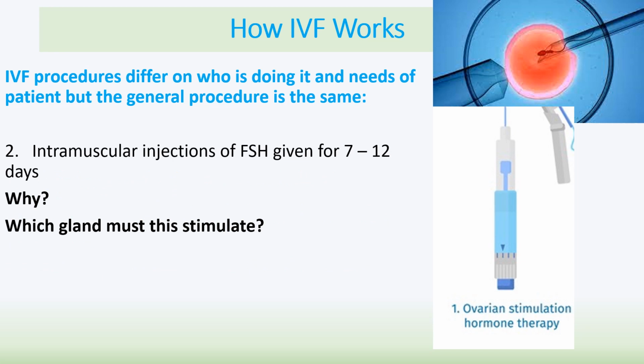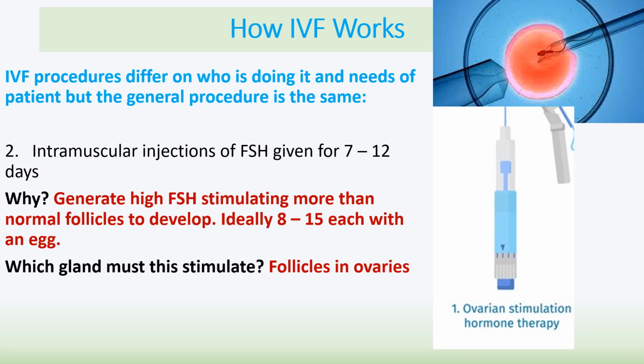You then have intramuscular injections of FSH given for 7 to 12 days. This generates high follicle stimulating hormone, more than normal, to allow more than the normal amount of follicles to develop. So once we've got the timing ready, we inject this high amount for a high number of days. Ideally, you'll have 8 to 15 follicles stimulated, each of which will have an egg, which increases your chance of being successful. And this is obviously stimulating the follicles in the ovaries.